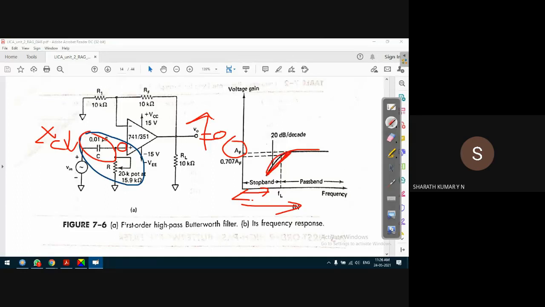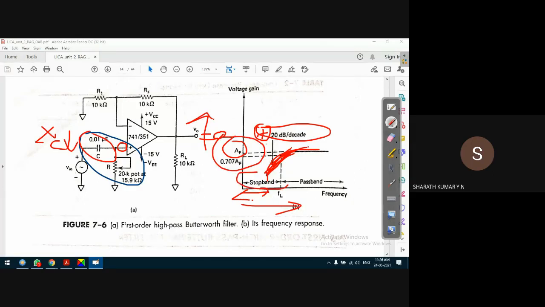The rate at which this gain increases is plus 20 dB per decade. So what does this plus indicate? That means the gain is increasing in the positive direction. So that's the meaning of plus 20 dB per decade for a first order high pass filter.